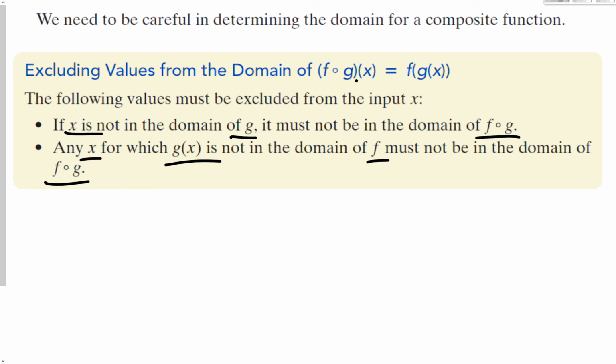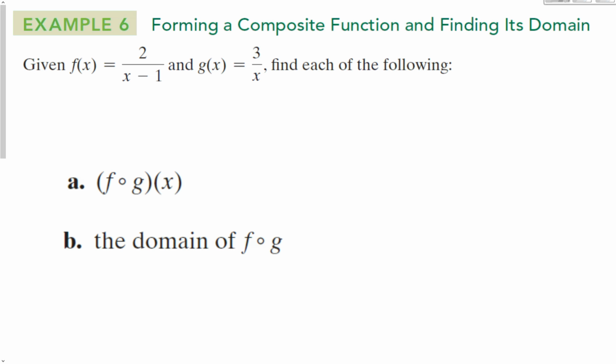So what does that mean? It means that any x that makes g undefined is excluded, and any g of x that makes f undefined is excluded. So when I look at these two functions here, you might be tempted to say, well, okay, 0 makes g of x undefined, and 1 makes f of x undefined. So it's all real numbers except for 1 and for 0. But that's not necessarily true.